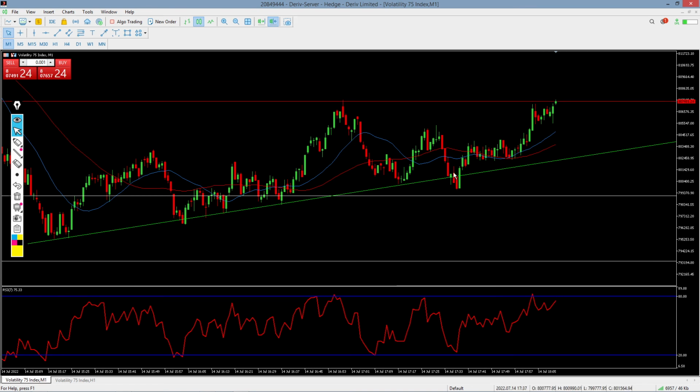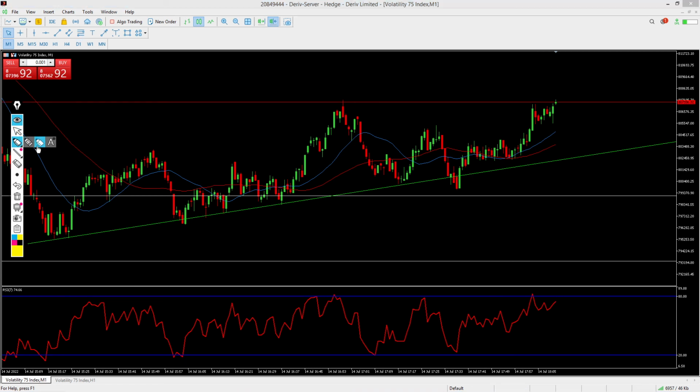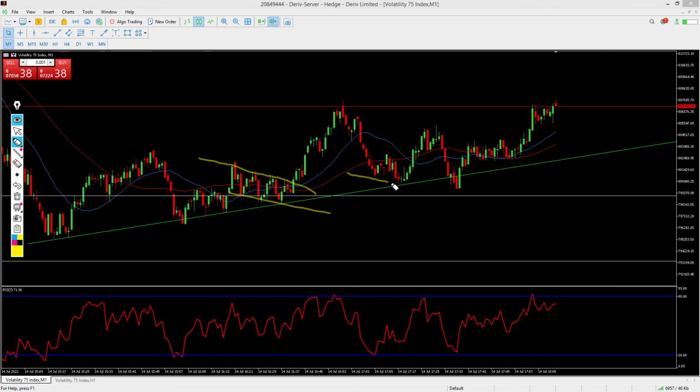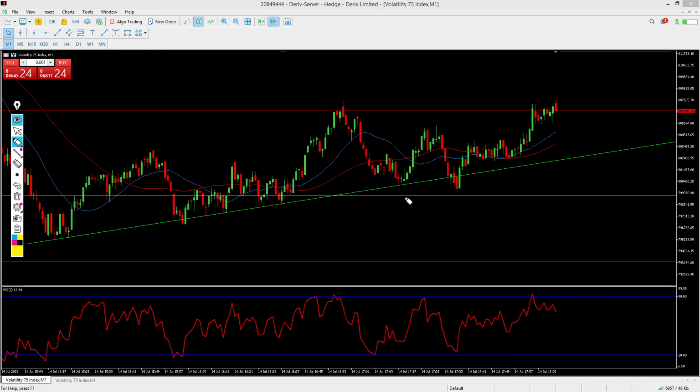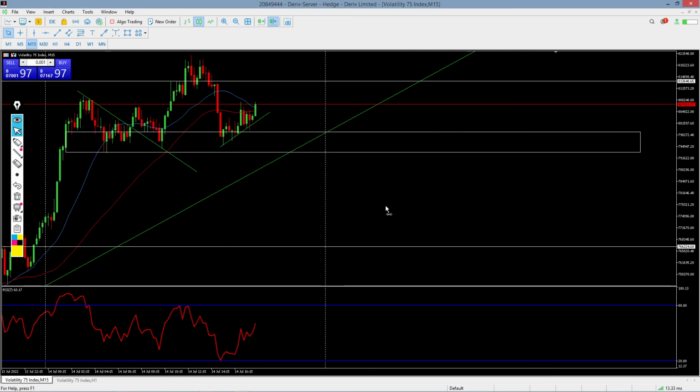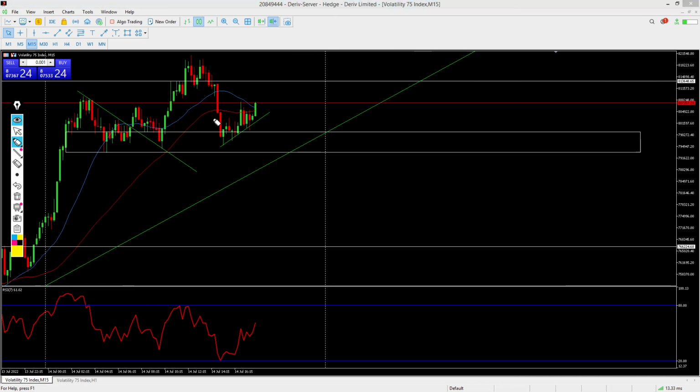You could have taken advantage of this beautiful confirmation. As you could see, here was a setup. There were setups to take continuation buys, because if you look at the 15 minute right now, we have a beautiful double bottom right here, a confirmation for continuation to the upside, guys.